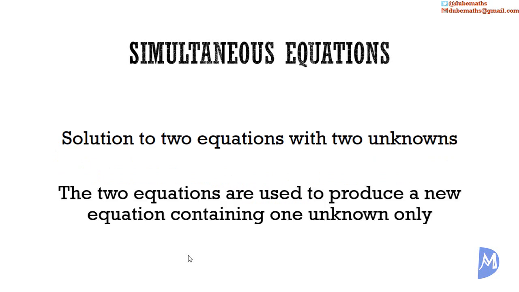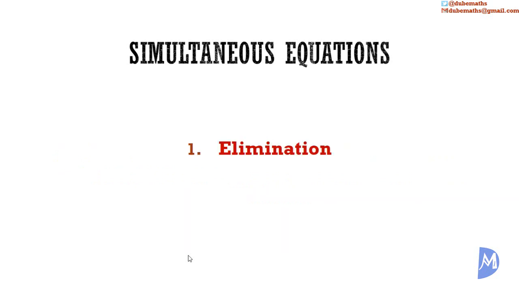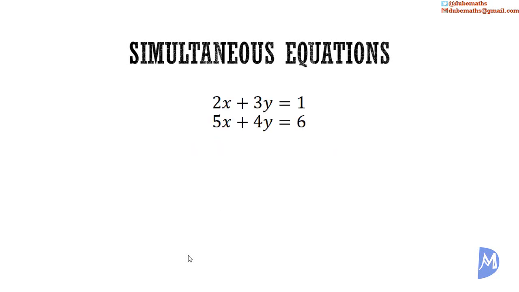The two equations are used to produce a new equation containing one unknown only. We will look at two ways of doing this. In this video, we will introduce the method of elimination. In the next video, we will introduce the method of substitution. Examples of simultaneous equations are 2x plus 3y is equal to 1 and 5x plus 4y is equal to 6.